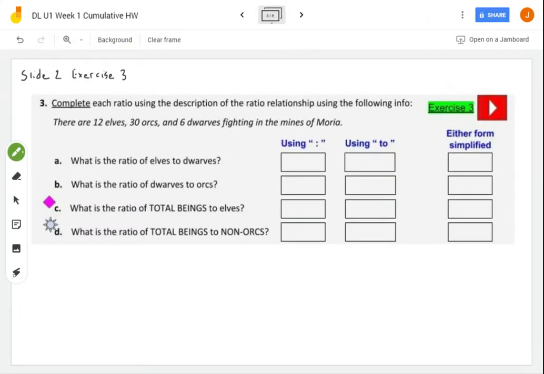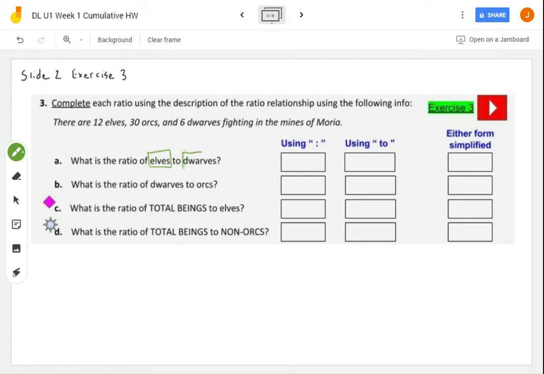This is slide 2, exercise 3, and you were given some information about elves, orcs, and dwarves. This is from a reference to Lord of the Rings because it mentions the Mines of Moria. And so our goal is to write a few ratios. Ratios are a comparison of two different quantities or amounts, and in the order that they're given. So this says elves to dwarves.